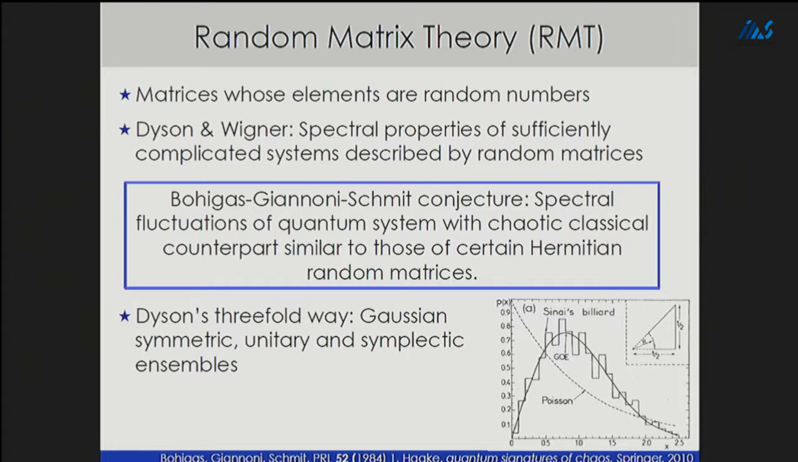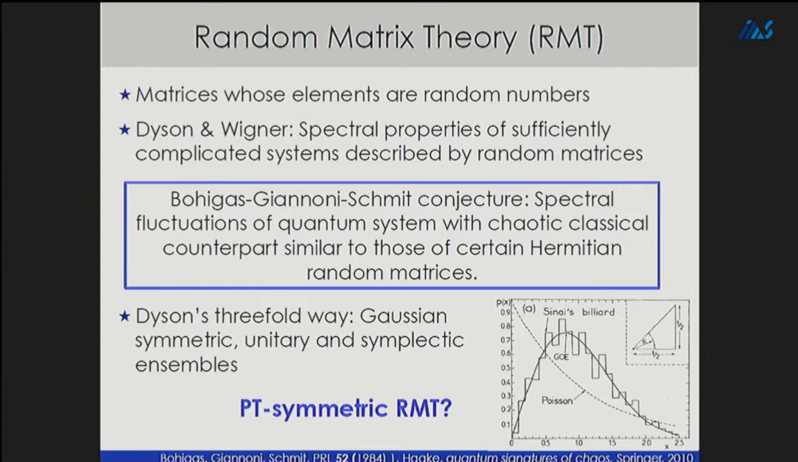PT symmetry is a generalization of closed systems, for example, or of gain-loss balanced systems. And it's a natural question to ask what would happen if we have, for example, a PT symmetric quantum system with classical chaotic counterpart. What would be the random matrix expectations for that? So we're asking about a PT symmetric random matrix theory. That has been asked before, and we're adding a new proposal to that.